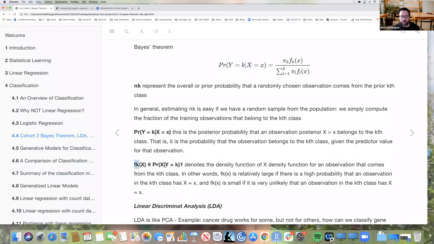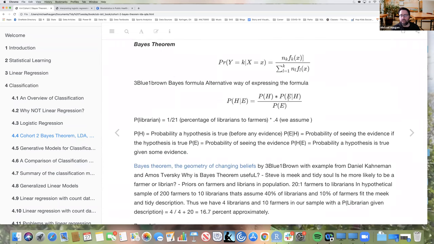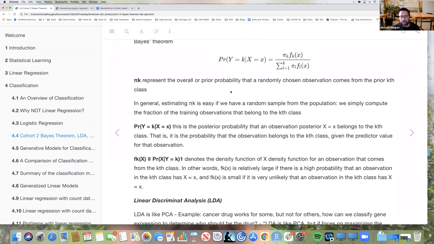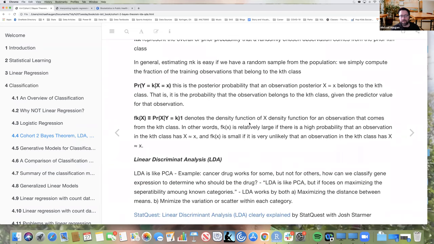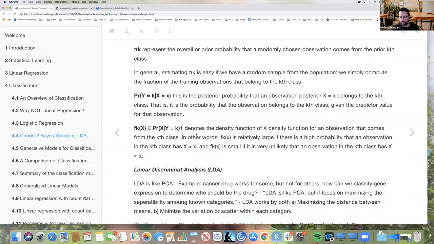And then this one is the complex one, denotes the density function of X. So that's up here, which compares to the probability of the evidence given the hypothesis, or the likelihood, as it is called. It denotes the density function for an observation that comes from the kth class. In other words, f_k(x) is relatively large if there's a high probability that an observation is in the kth class, and small if it is unlikely that an observation is in the kth class. So that's the part that's maybe a little harder to calculate, but eventually you can get to a point where you can plug in some numbers and get a value for that.